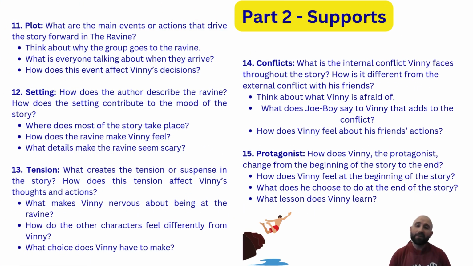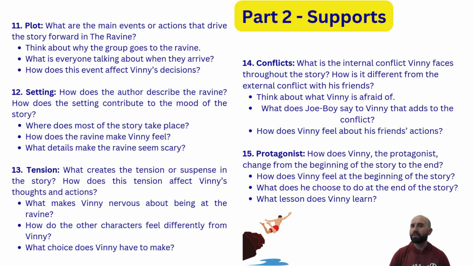All right, guys, now we have part 2 supports. This is for the ELA class topic questions. I isolated the ones that are probably going to be a little bit easier. And let's drill down on one of them so you understand what to do here. Let's take a look at number 12. So 12 is about setting. How does the author describe the ravine? How does the setting contribute to the mood of the story?